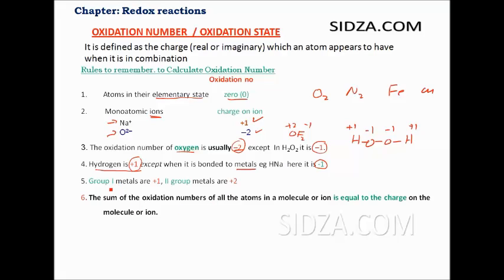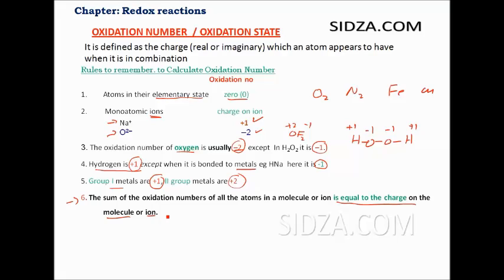Alkali metals, first group elements, they have +1 because they lose only one electron, like sodium +1, lithium +1 always. And second group elements lose 2 electrons from the valence shell, so their oxidation state will be +2. And to find the oxidation number of an atom in a molecule, this last point is very important: the sum of the oxidation numbers of all the atoms in a molecule or ion is equal to the charge of the molecule or the ion.